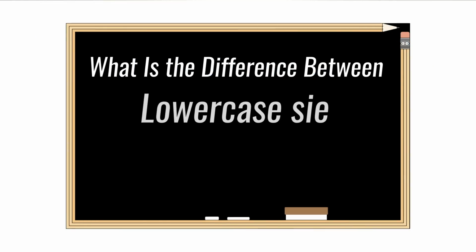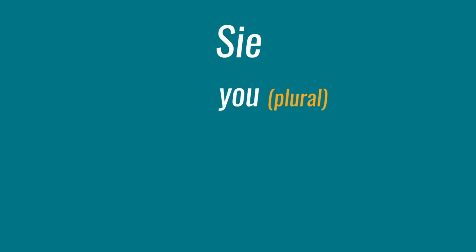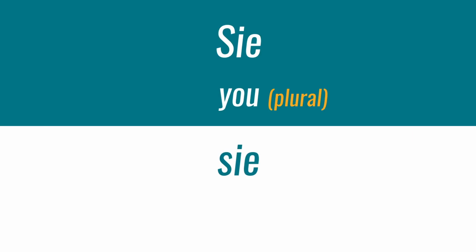The question for this lesson is, what is the difference between lowercase sie and capital Sie? Sie with a capital S means you in the plural, and sie with a lowercase s means she, singular, and they, plural. The German language has a formal and an informal way of addressing people.